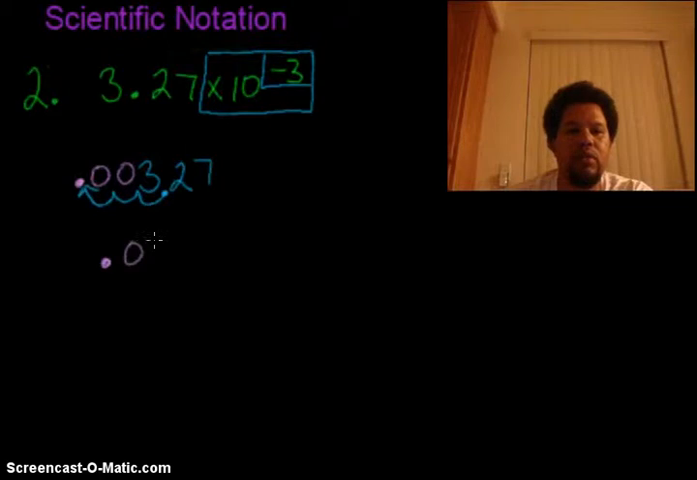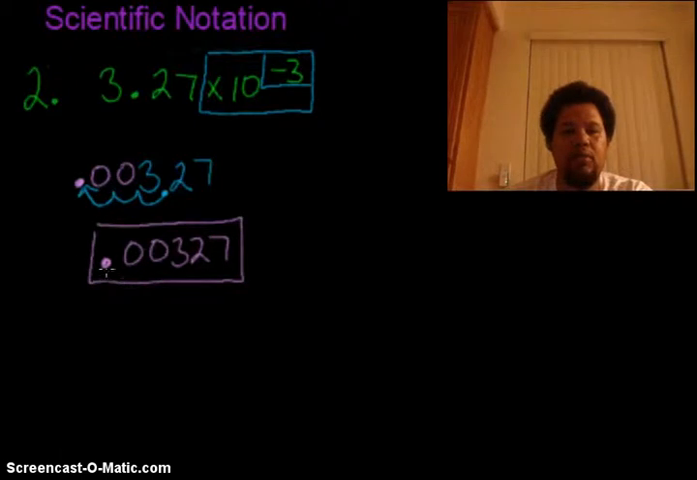So 0.00327 is that number in standard form. It looks like a decimal. You can also put a 0 out here if you want. That's 0.00327, so it could look like that too.